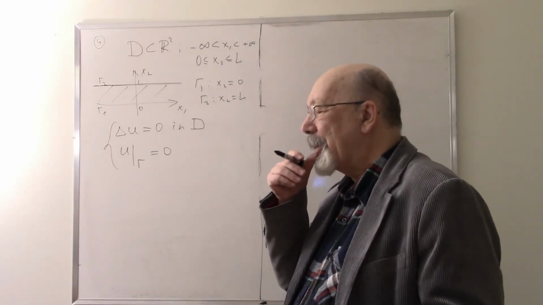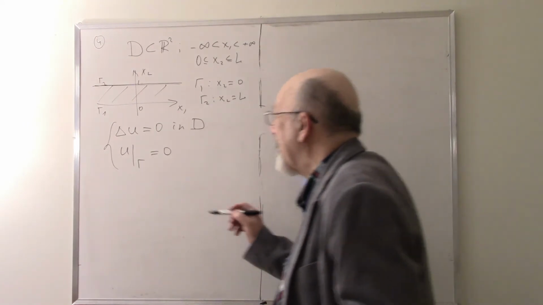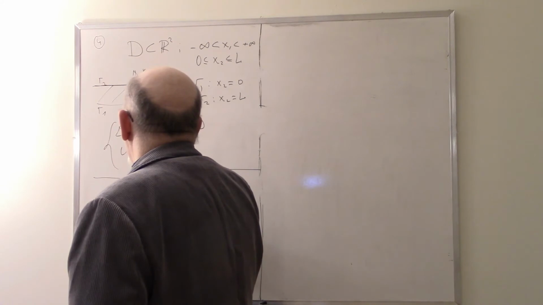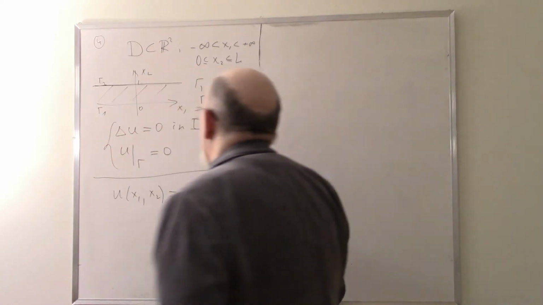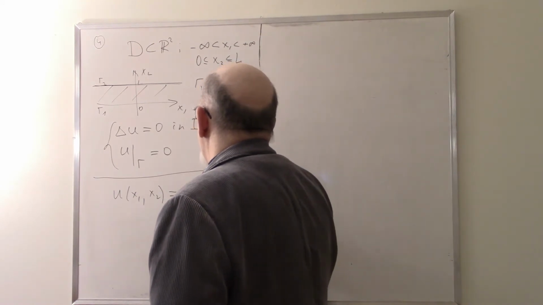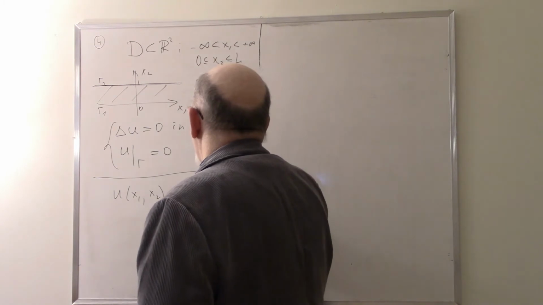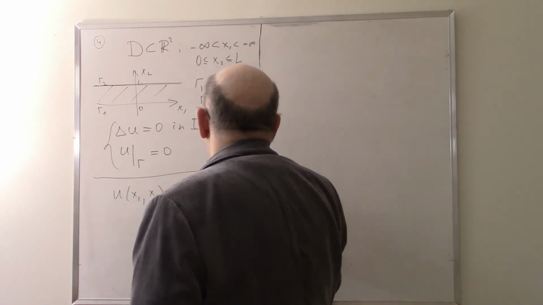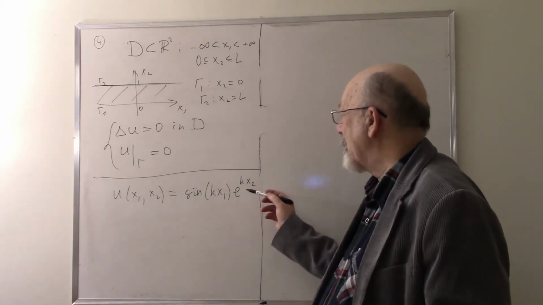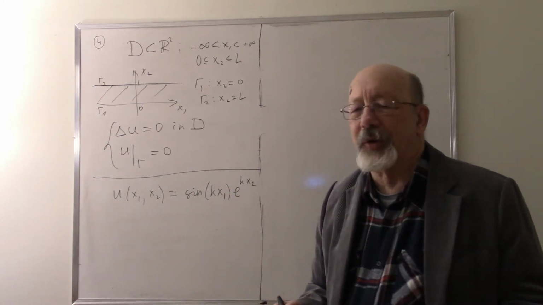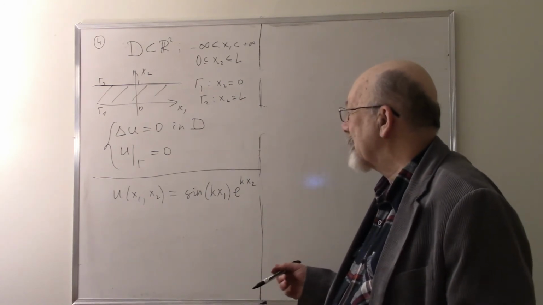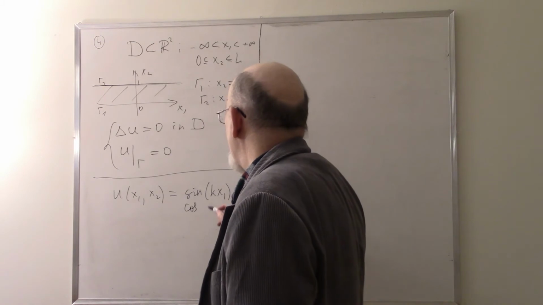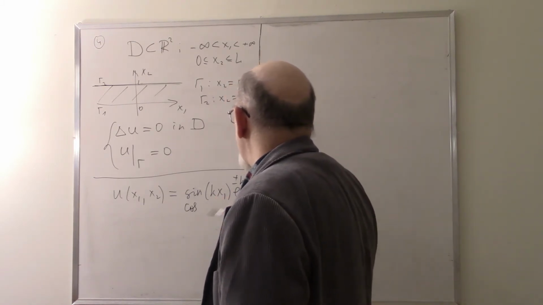Now if you think a little bit, you would find the following class of solutions: u of x1, x2 equals cosine or sine of k x1 times e to the power k x2. You remember you can write this solution. This is one of just a few examples which we had, so it is easy to keep in mind. And here we can have cosine also, and here we have plus and minus.